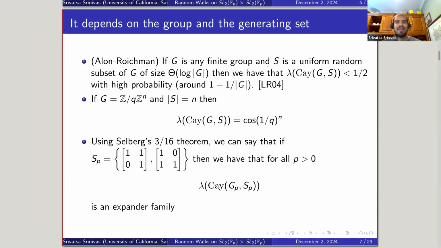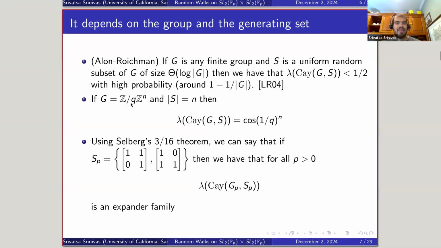If G is any finite group and S is a uniform random subset of size log G, then we have that the second highest eigenvalue is less than 1/2 with high probability, around 1 minus 1 over the size of the group. So this is a cool theorem. They use random matrix theory for this. This is pretty fun.